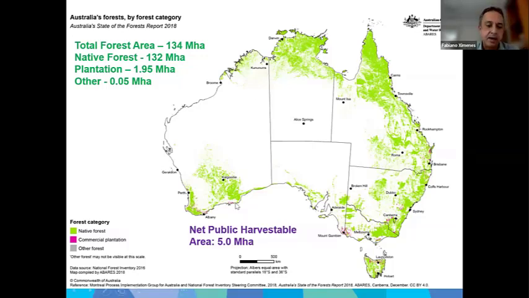Below here as well, we've got the net harvestable area, which refers to the proportion of the area within the public native forest estate which can be accessed for purposes of wood production. That figure has now been reduced quite significantly since Victoria and Western Australia have decided to no longer harvest the native forest. So that area is now more around the 3 million hectare mark.